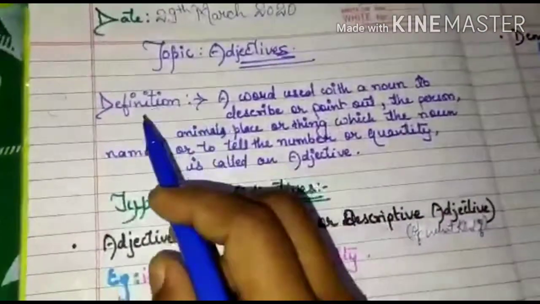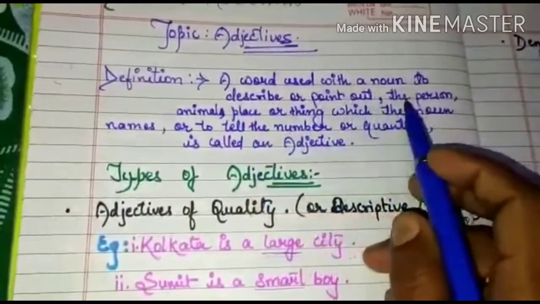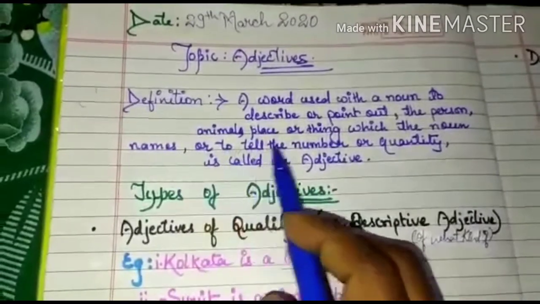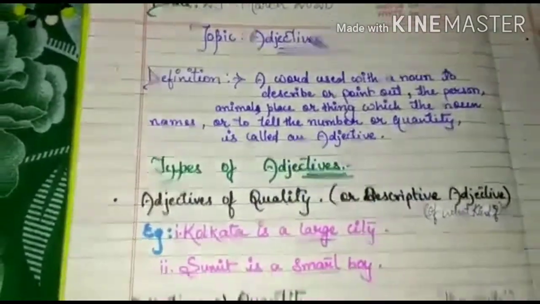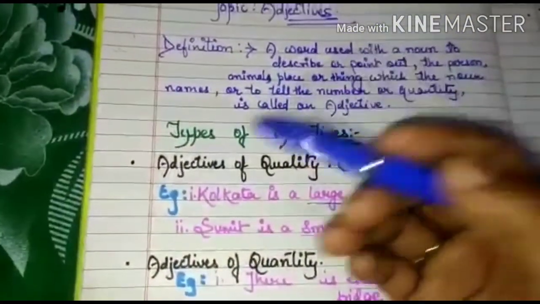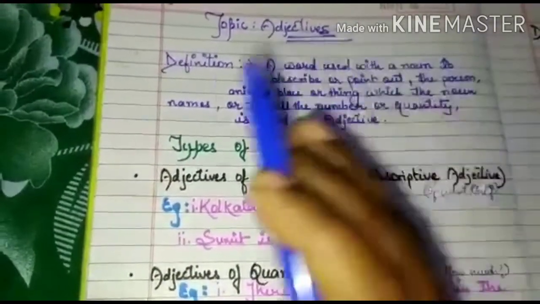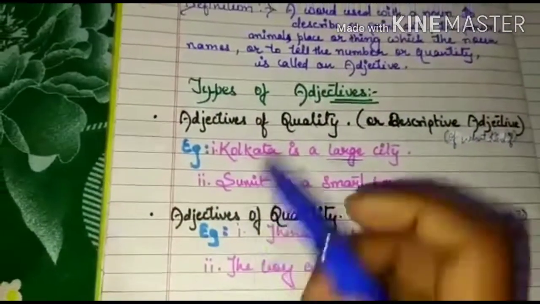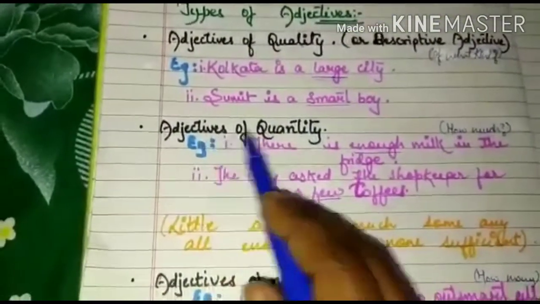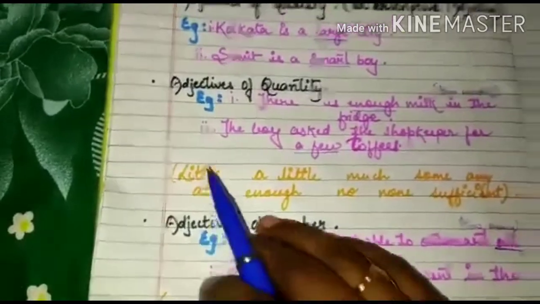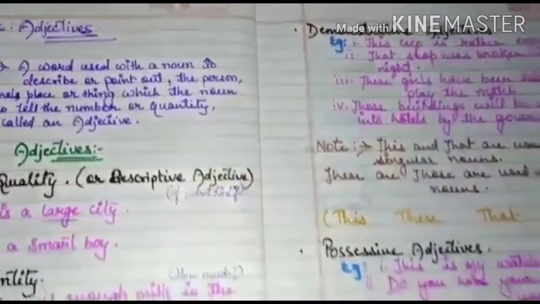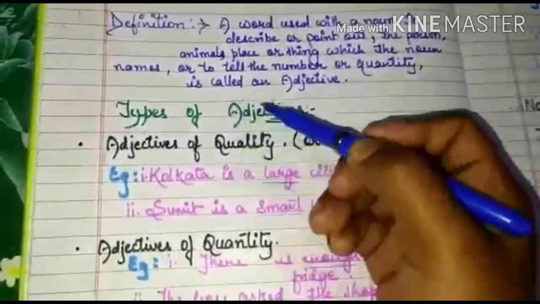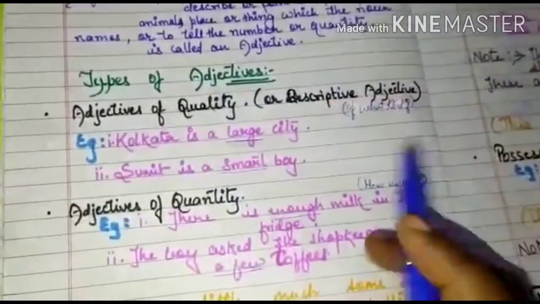So, adjectives. First we'll see the definition. A word used with a noun to describe or point out the person, animal, place or thing which the noun names, or to tell the number or quantity, is called an adjective. If we say in simple language, an adjective is a describing word. Let's see types of adjectives: adjectives of quality, adjectives of quantity, adjectives of number, demonstrative adjectives, possessive adjectives, interrogative adjectives. Now, we'll explain each type one by one with the help of examples.